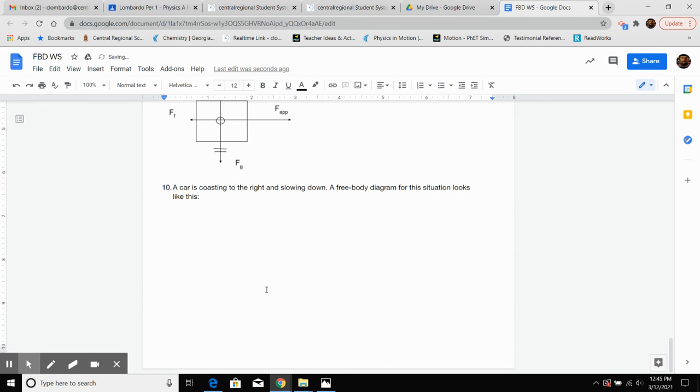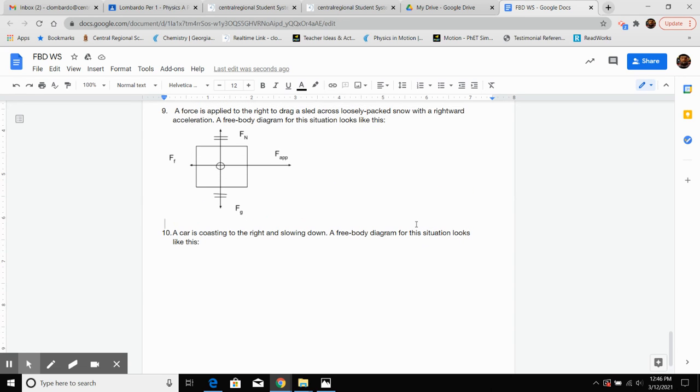Okay. Number 10, it says a car is coasting to the right and is slowing down. So draw a free body diagram for this. Okay, so if it's moving to the right, what direction does friction have to be? Friction always acts opposite of motion. So if this thing is moving to the right, the friction arrow is going to have to be to the left. It's on a flat horizontal road, so normal force and gravitational force are going to be equal.